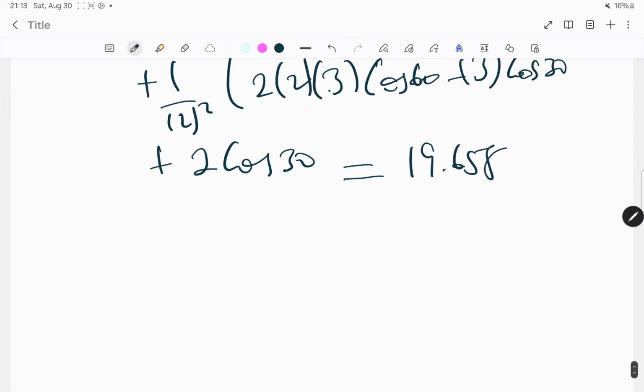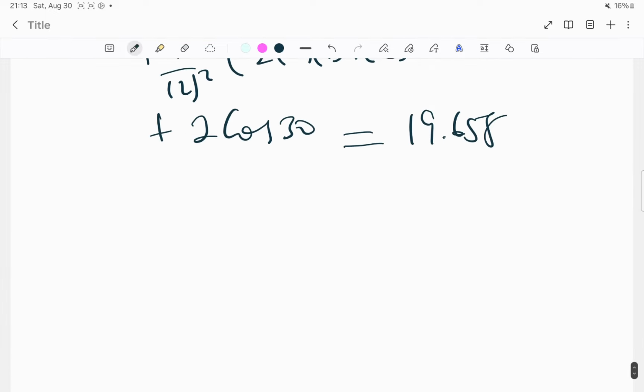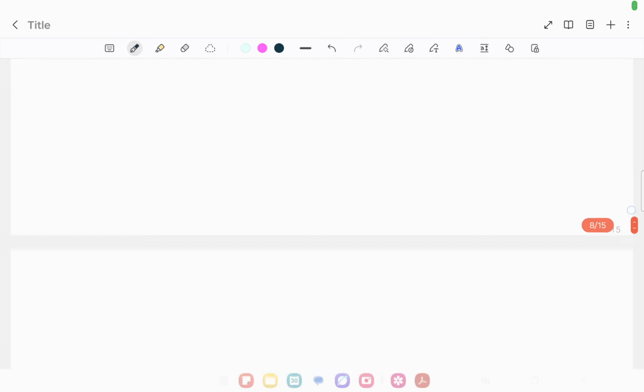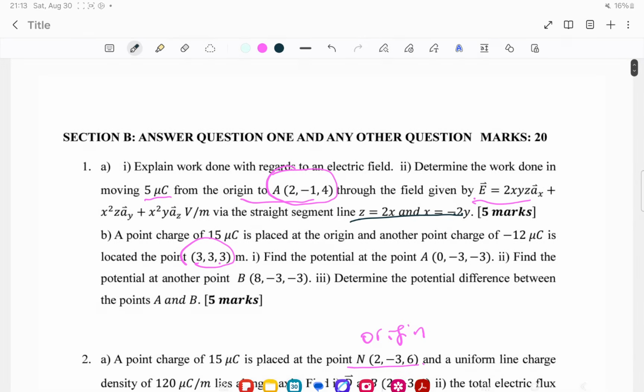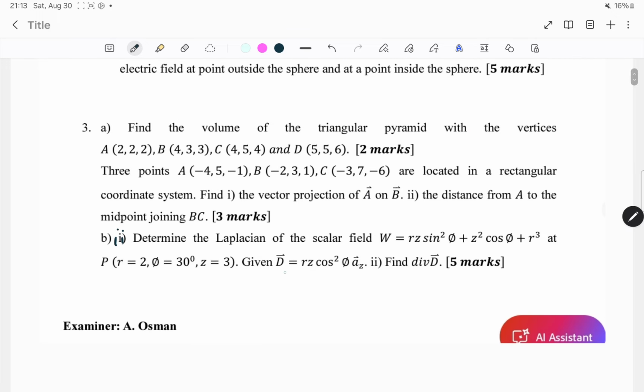Okay. This is our question. Now you have to find, given this, find the divergence of this, right? Now the second part of the question, wow. Now the last part, which is here, given the electric flux density, D is equal to r z cos square phi along the z axis, find the divergence.